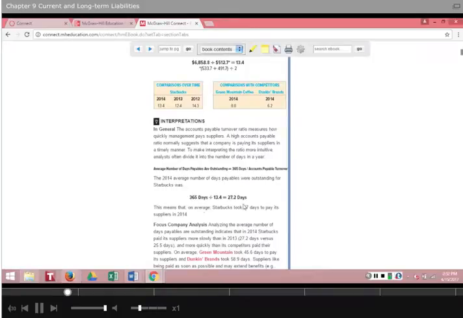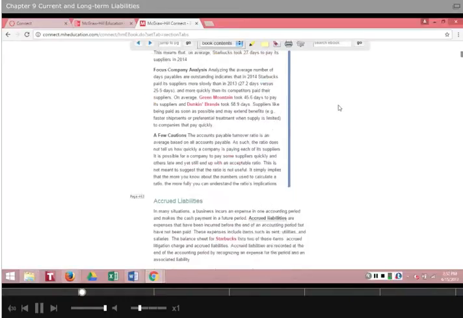Another way to look at this ratio is to take the number of days in the year and divide it by the 13.4, which was the 2014 ratio. It shows that Starbucks is paying their suppliers every 27 days. If you were to take Dunkin' Donuts' ratio and divide it into 365 days, you would end up with a calculation of about 59 days. So they're taking over twice as long to pay their suppliers.